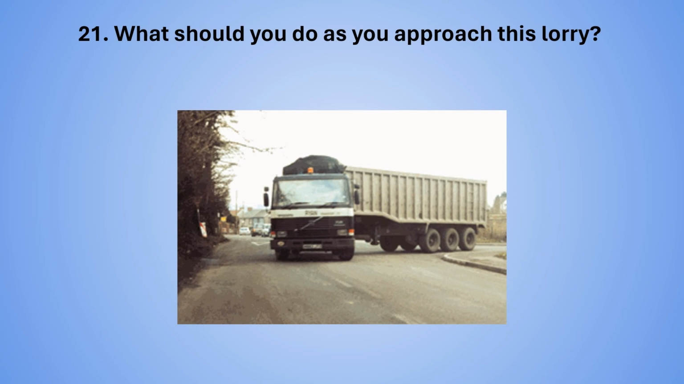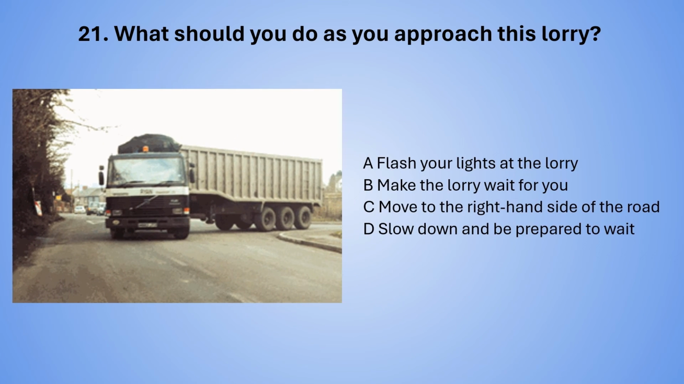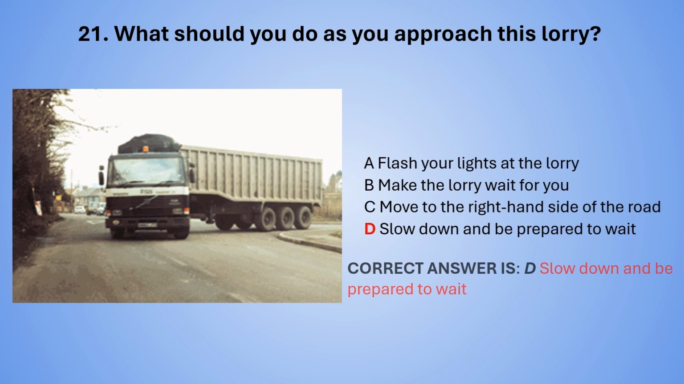Question number 21. What should you do as you approach the lorry in this photo? A. Flash your lights at the lorry. B. Make the lorry wait for you. C. Move to the right-hand side of the road. Or D. Slow down and be prepared to wait. 5, 4, 3, 2, 1. And the correct answer is D. Slow down and be prepared to wait.